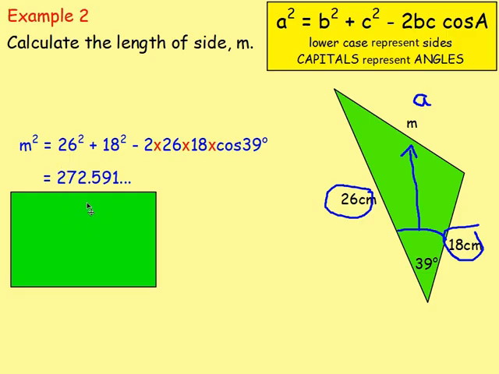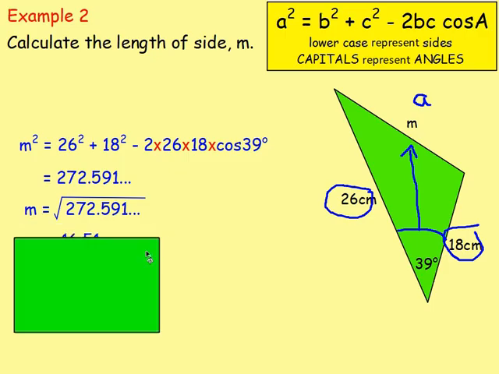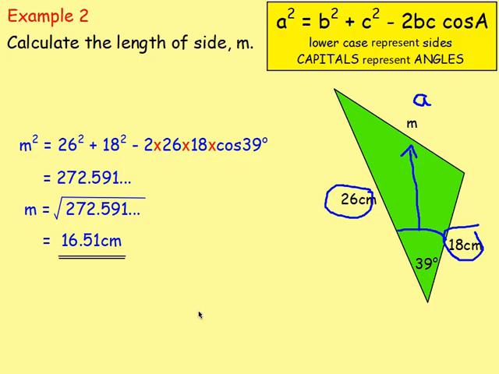Then hit the square root button, get the square root of that answer, whichever way you do it on your calculator. Because we don't want m squared, we want m. So to get m, it is the square root of that. And if you work that out, you end up with 16.51 centimeters to a couple of decimal places. Woo!